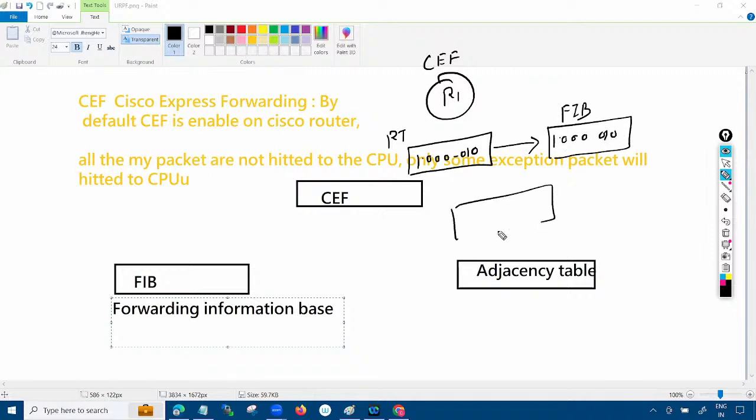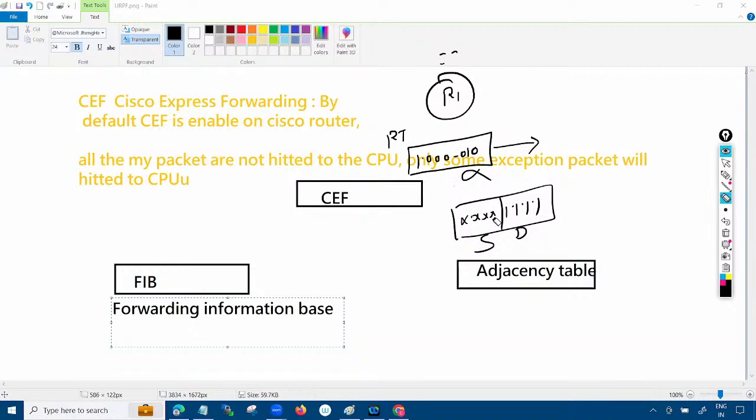So whenever the router receives a packet that has source x.x.x.x and destination 1.1.1.1, it will look up the FIB table, not the routing table. The routing table only comes into the picture when the FIB is no more. When the FIB is no more, it means there's no CEF. Then I will perform the lookup in the routing table. And that's how we save lots of memory and CPU.